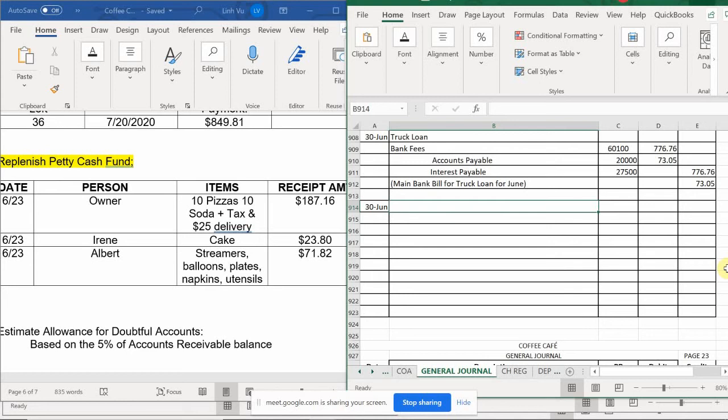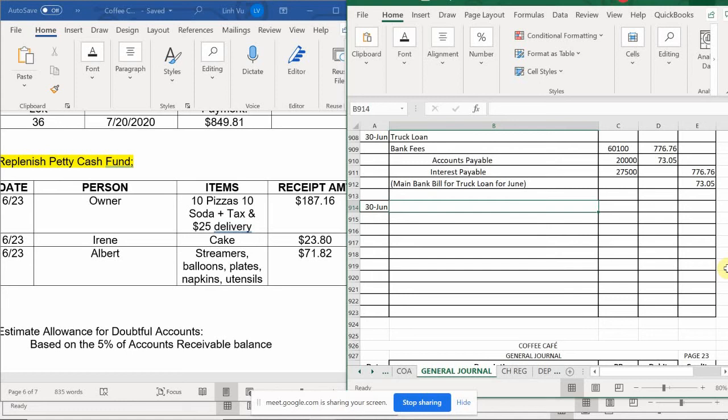Now, what account seems most appropriate for this? We bought party supplies for a grand opening event. Isn't the cash register the same as the petty cash? Yes, when we journalize it, yes, but in this case, we're trying to replenish it.